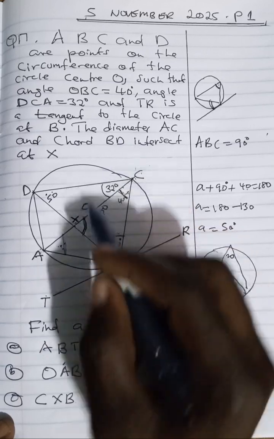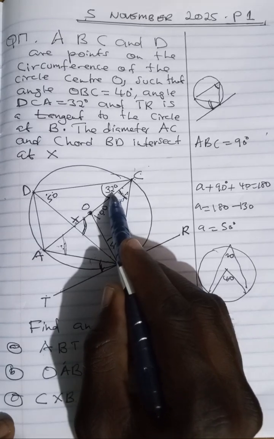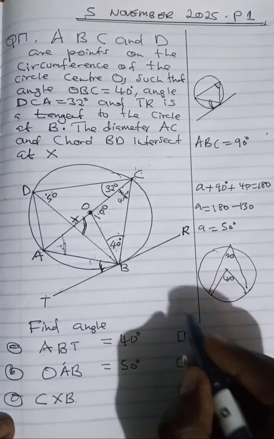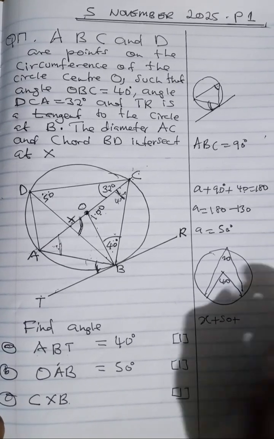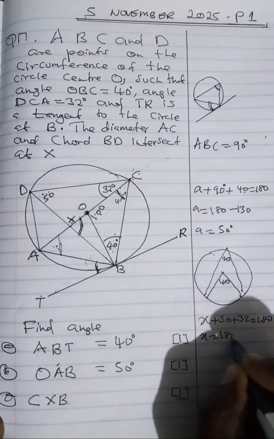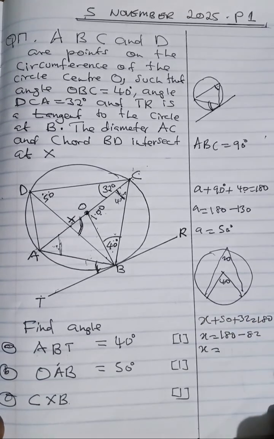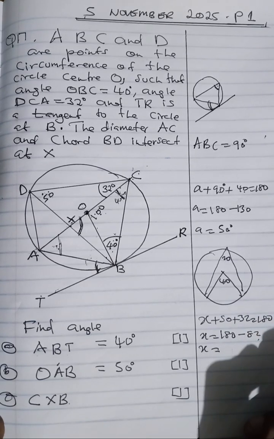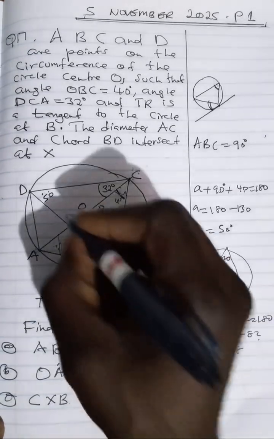Now to find this angle X, we know that this is a triangle. 50 plus 32, the answer you get, subtract from 180, we have angle X. So you're going to say X plus 50 plus 32 is equal to 180. So you're going to have X is equal to 180 minus 50 plus 32, which is minus 82. When you subtract, what is 180 minus 82? It gives us 98. So this is 98.